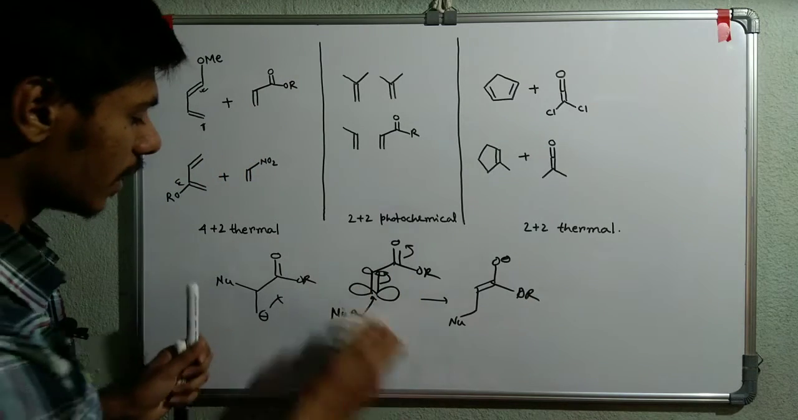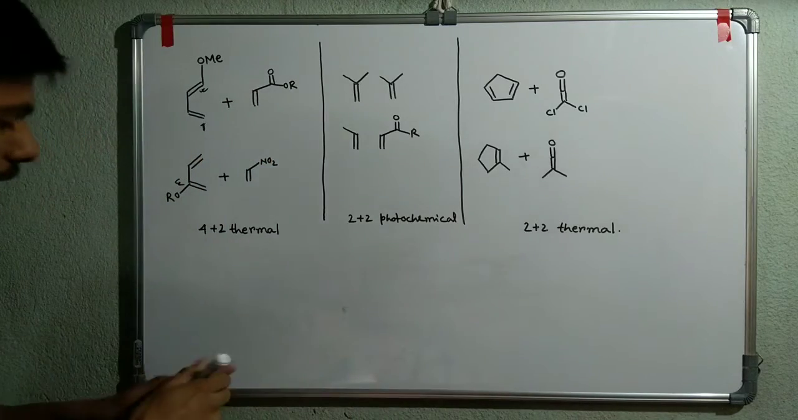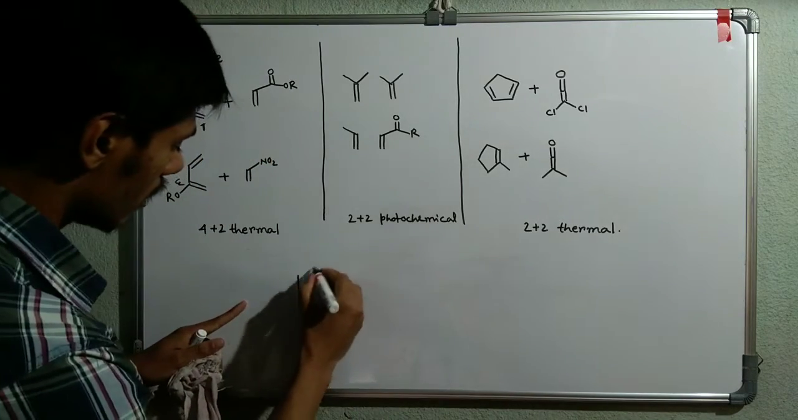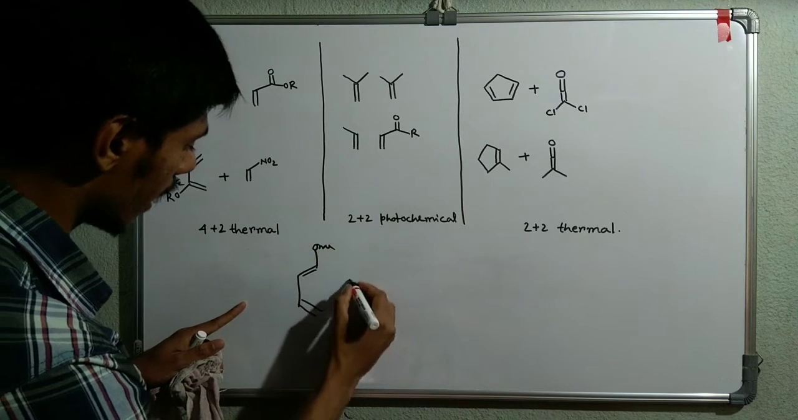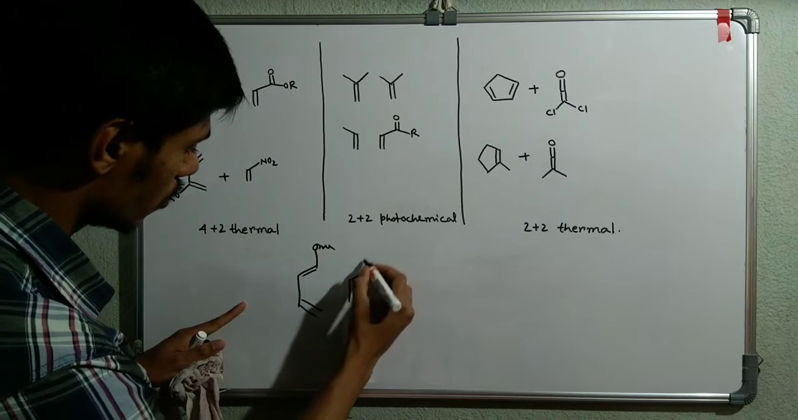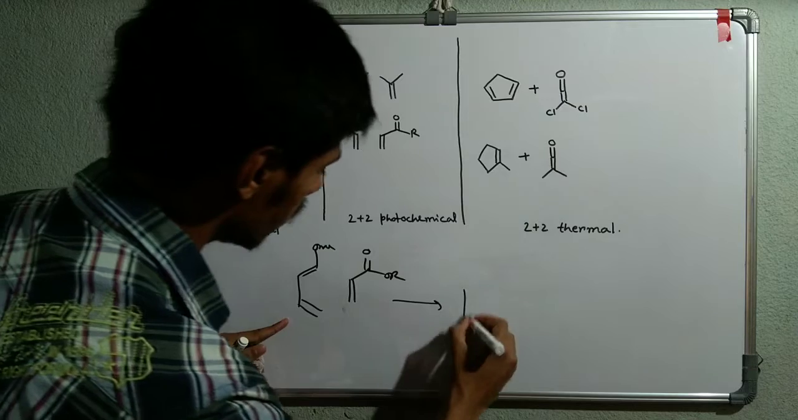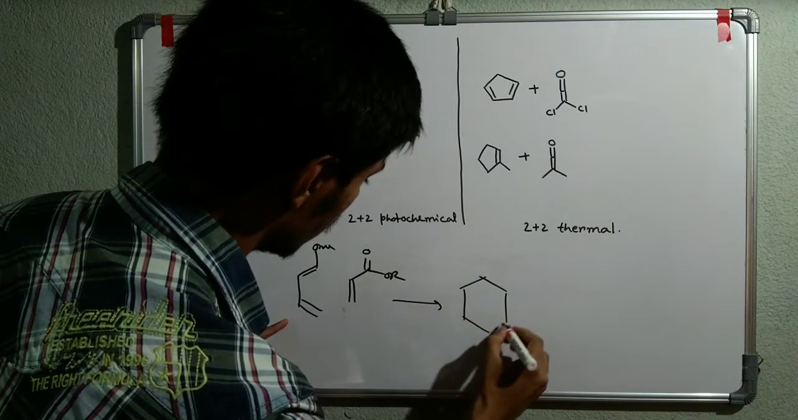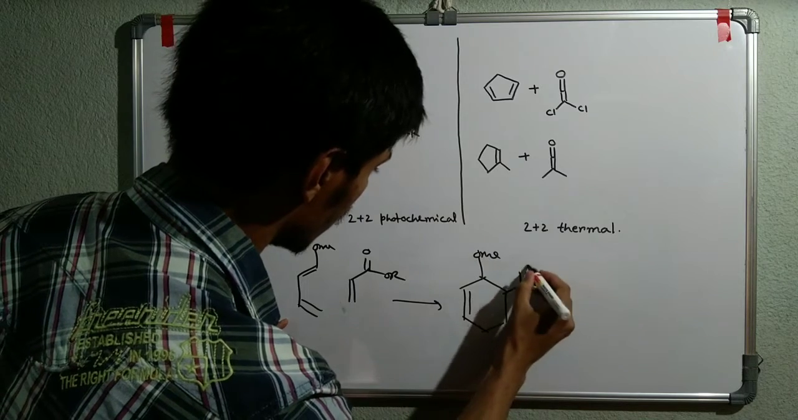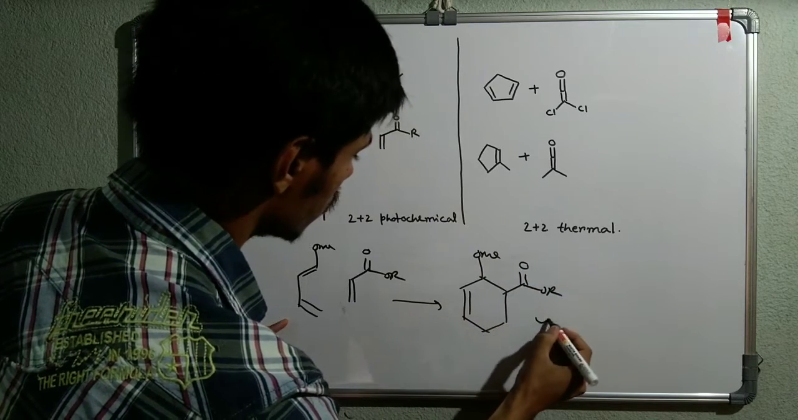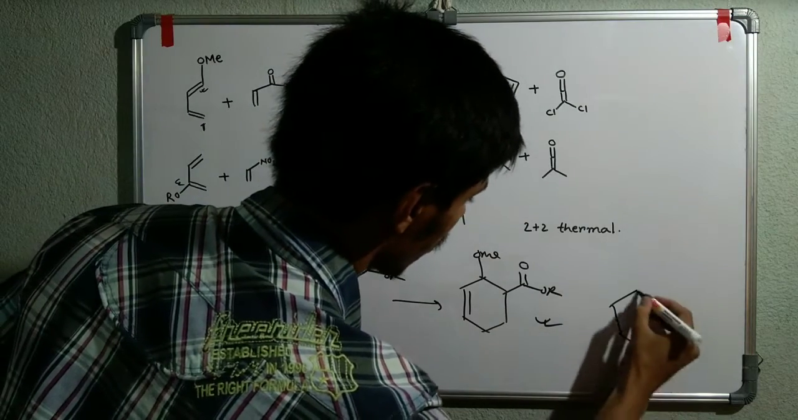Now the point is very clear, and you can see this will be the correct alignment of the reaction. So this is what the correct alignment is, and you will get this product, with OMe here and COOR here. So this is the product you will get, and not this. So this is the wrong product.